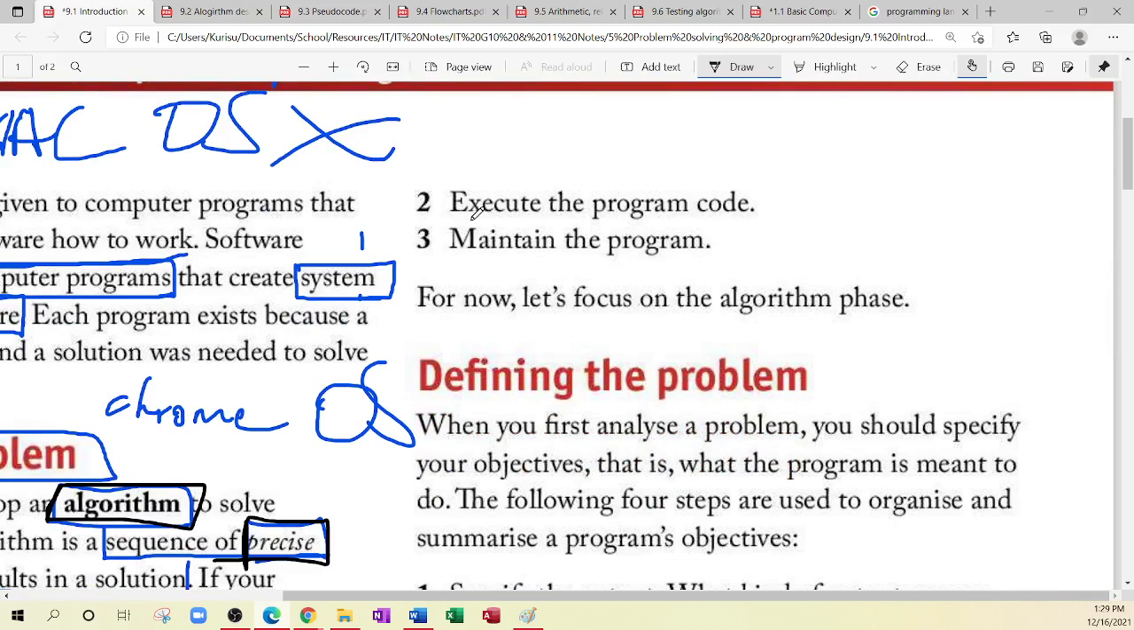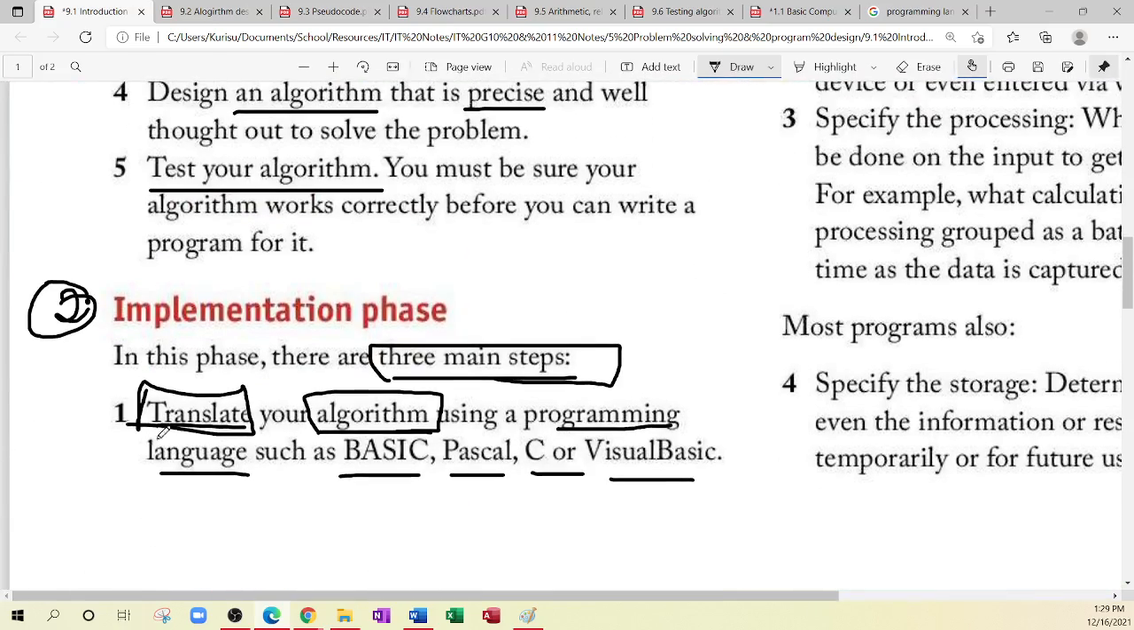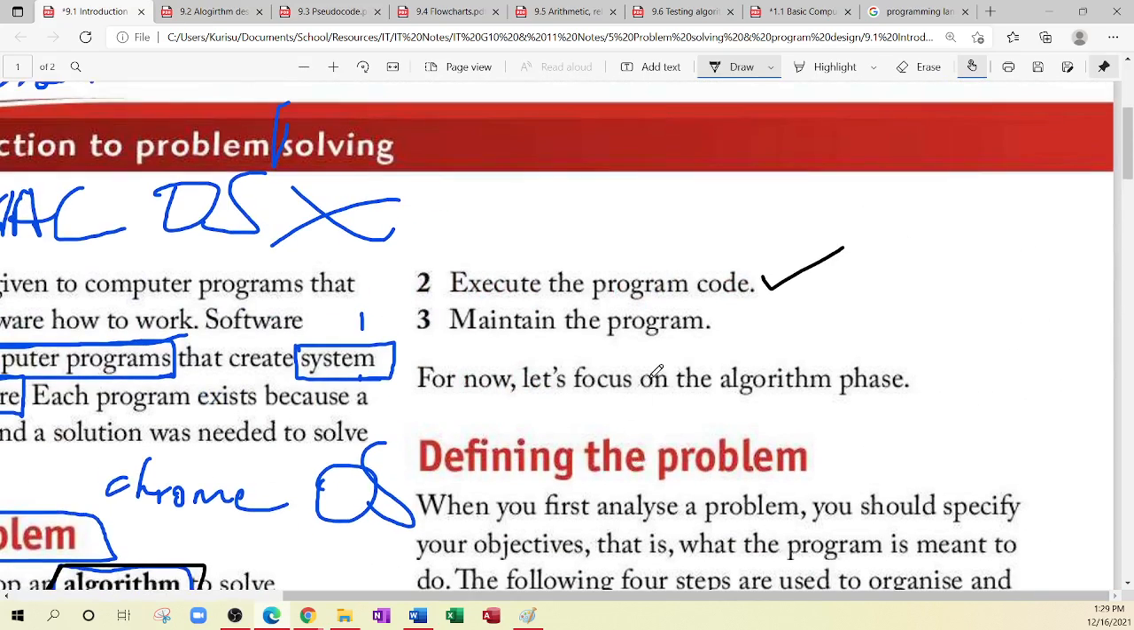Now the second stage is to execute the code. You translated the algorithm to the programming language in step 1, and now you need to basically run the program, execute the program code, and see if everything is running. If you mistyped anything or if you have any problems, you run it to make sure everything is working. Now, if everything is working, the third step is to maintain the program.